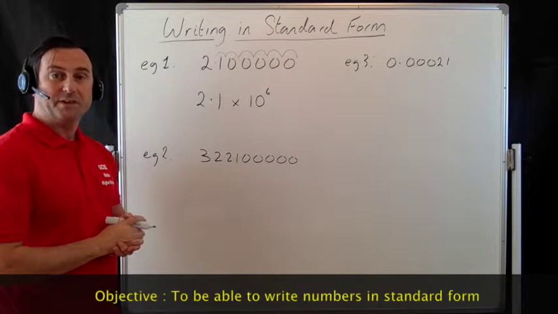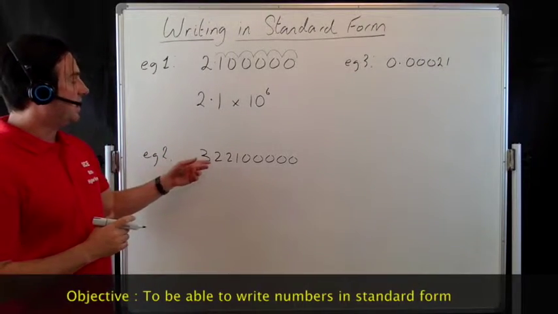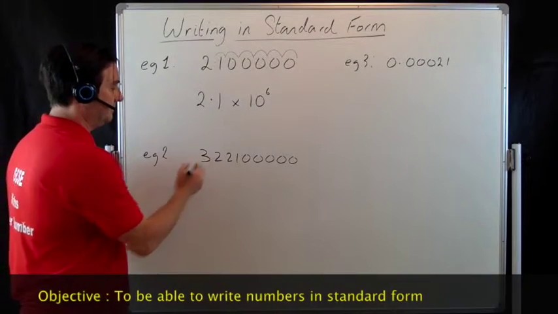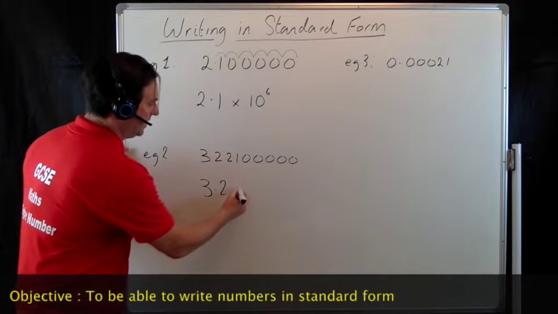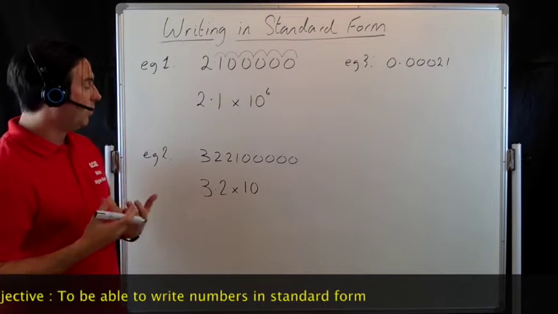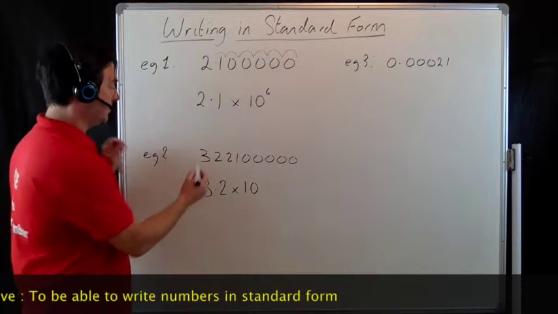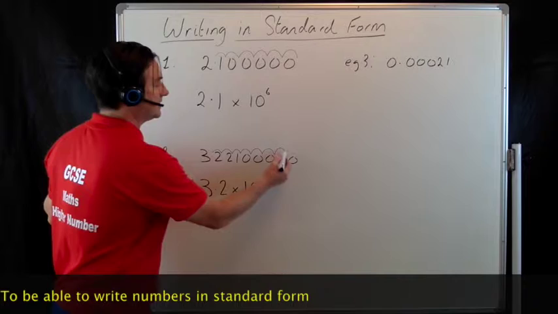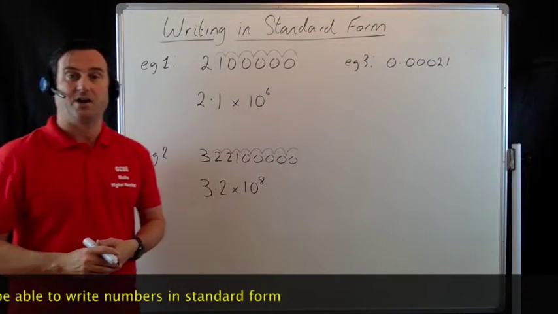Let's have a look at the second one then. Here we've got an even larger number. We are going to position our decimal point between the 3 and the 2 here, and we're going to write down 3.2, and then we're multiplying that by 10 to the power of something. What is that something? Well, again, we're going to move this decimal point to see where it gets to. So once, twice, 3 times, 4, 5, 6, 7, 8. 3.2 times 10 to the power of 8.